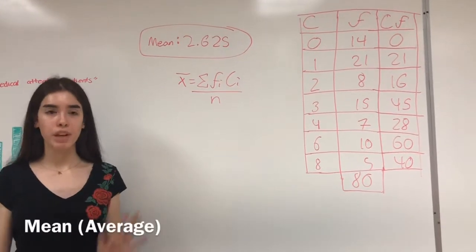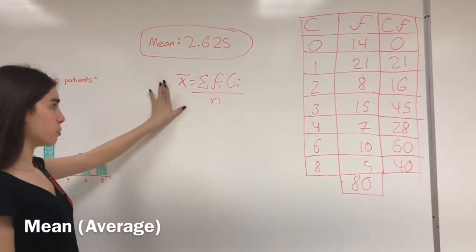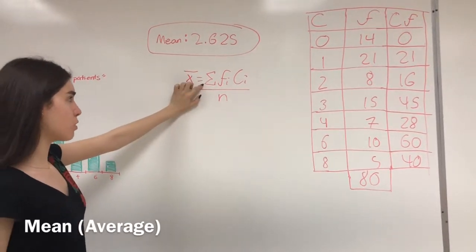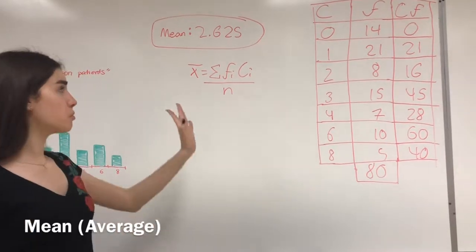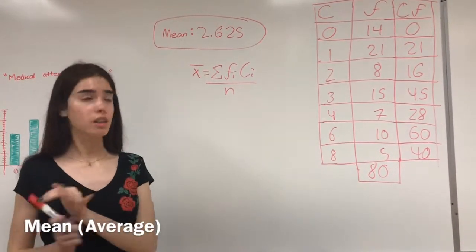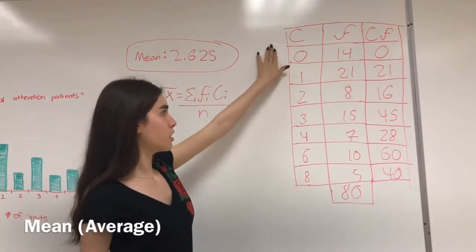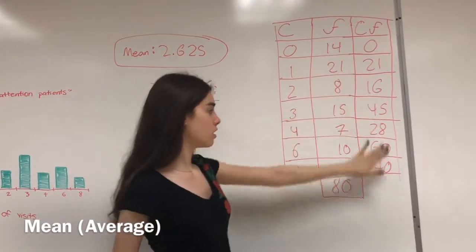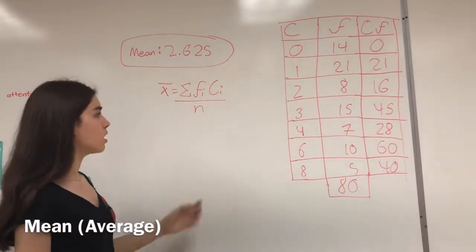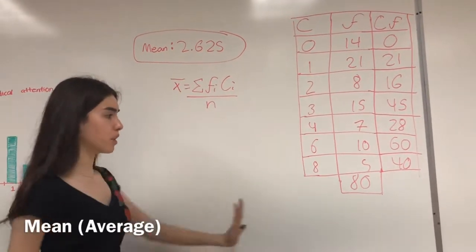So next, we get the mean or the average, which you get with this formula. This sign over here represents the addition or the sum. So you also need the absolute frequency and the class mark. This is a table to represent the class mark and the frequency. So you multiply all of them, which is here, and then you sum all of them, and then you divide it by the total number of the frequency, which is 80.